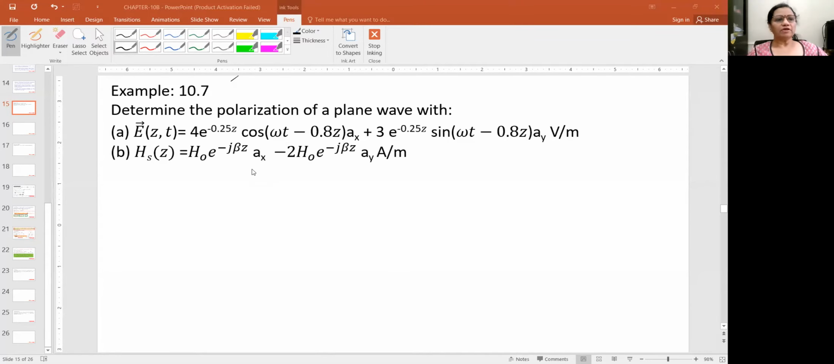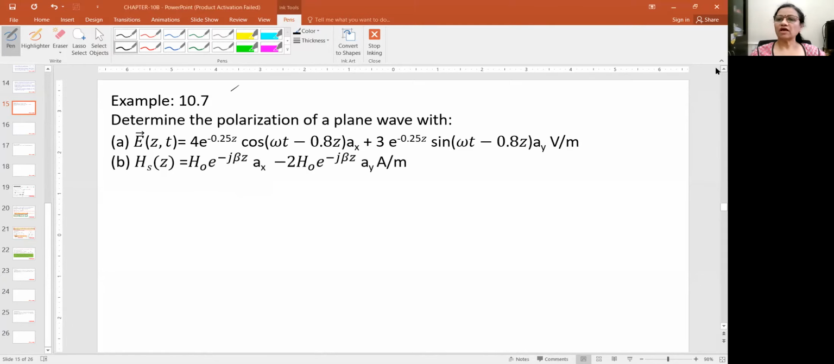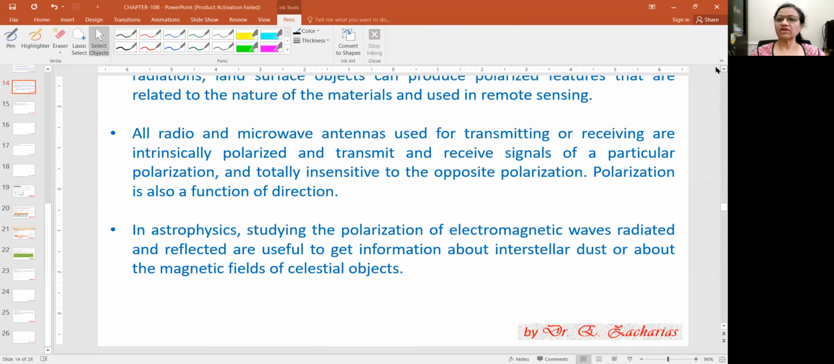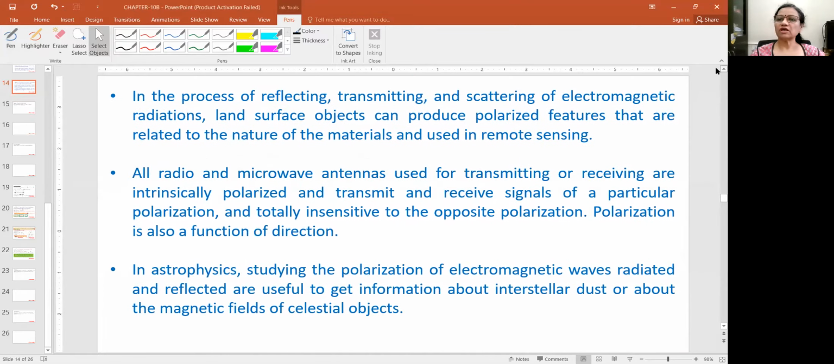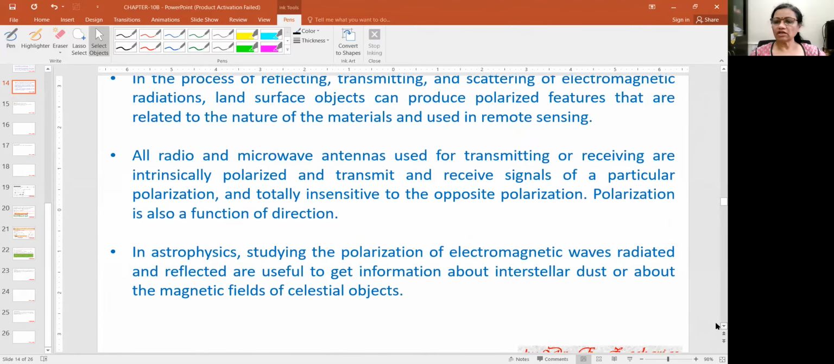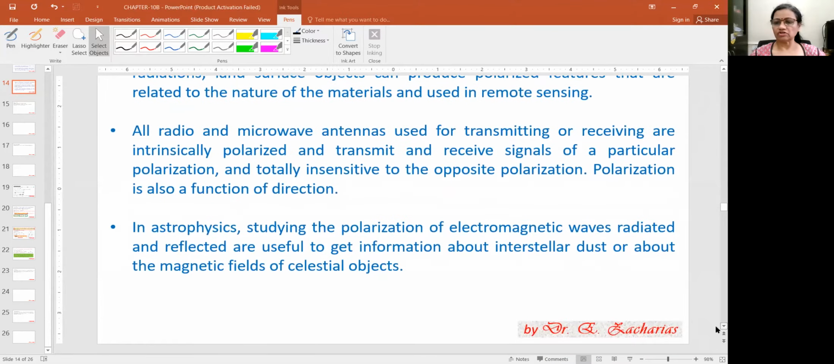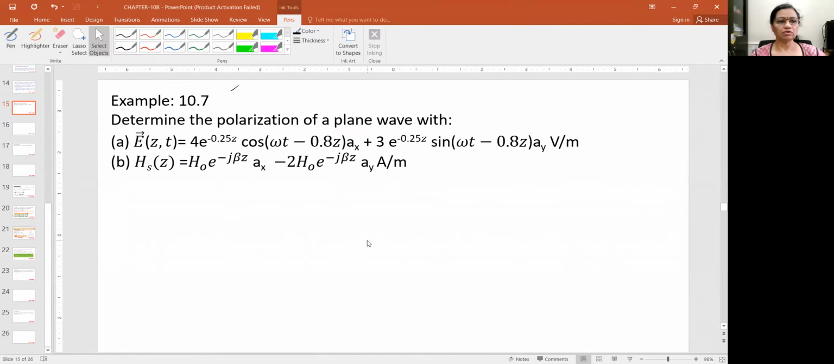Okay, good morning everybody. So last class we talked about polarization. We had seen three types of polarization, and the three types that we had discussed were circular polarization, elliptical polarization, and linear polarization or plane polarization. Okay, now keeping that in mind, let's work out the problem.